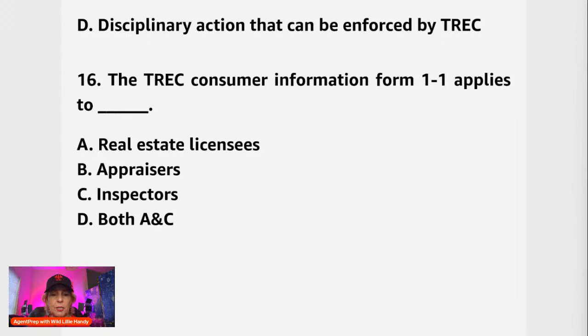The answer here is D. Very good, Lisbeth. Both A and C, real estate licensees and inspectors. Okay, because that's who TREC licenses, not appraisers. Make sure you get appraisers out of your mind when it comes to TREC licensing. Well, A is correct, but it's not the most accurate because TREC also includes inspectors. TREC licenses inspectors. And so that 1-1 applies to both real estate licensees and inspectors.